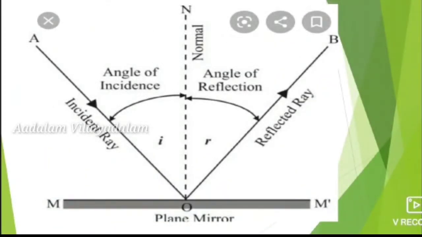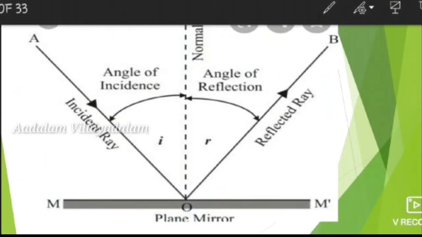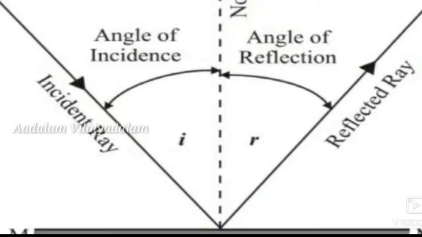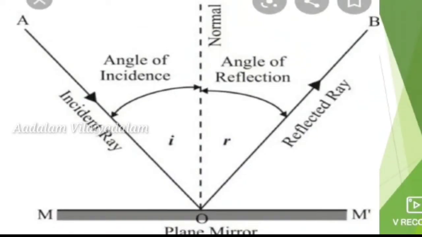So look at the picture. In this picture, AO represents the incident ray, and OB represents the reflected ray, and the dotted line is the normal. All of them lie in the same plane at a particular point O, which is known as the point of incidence. So this is the first law of reflection: the incident ray, reflected ray and normal all lie in the same plane.